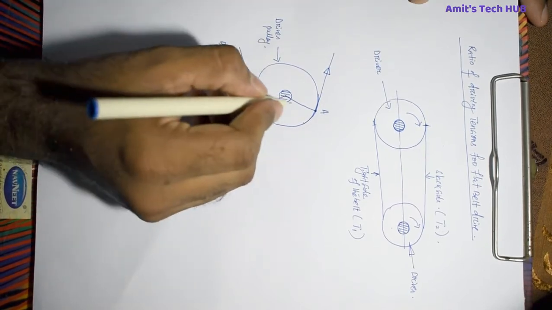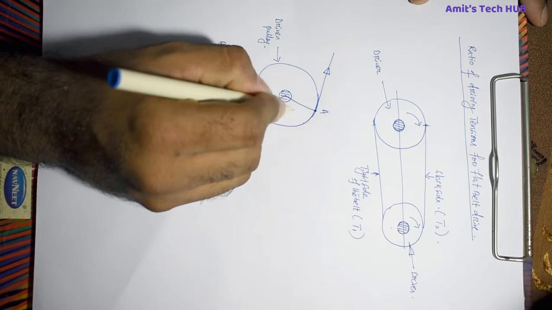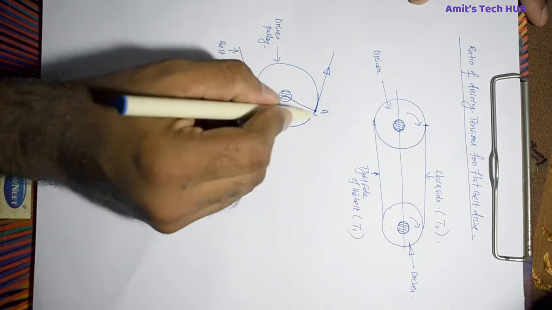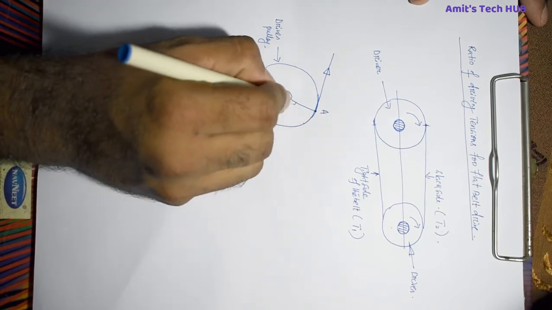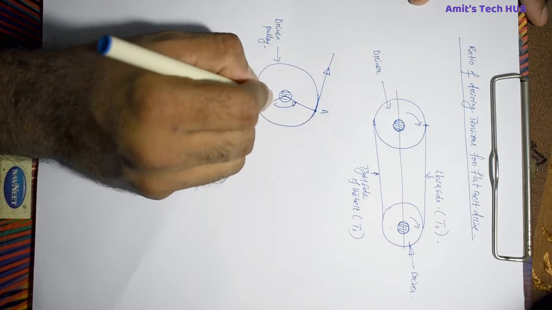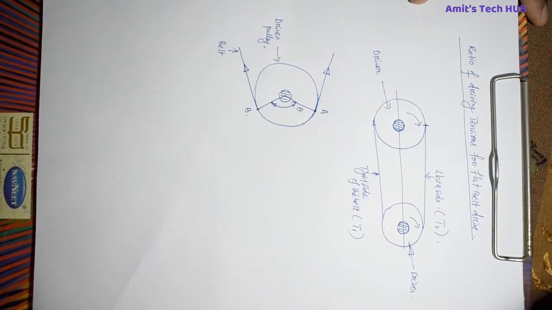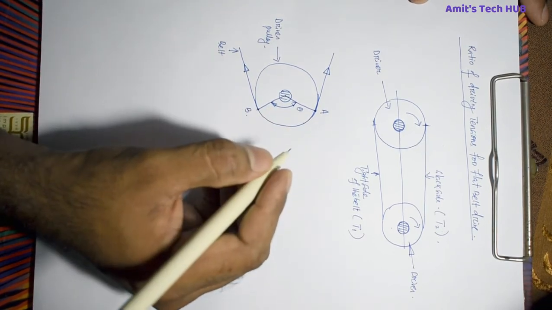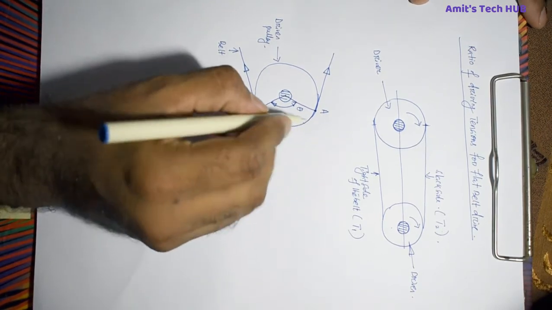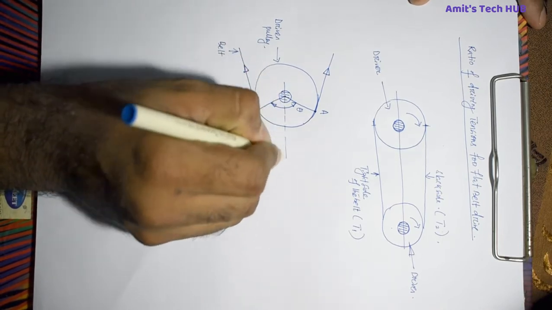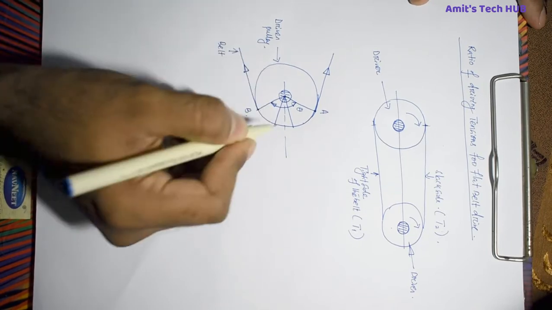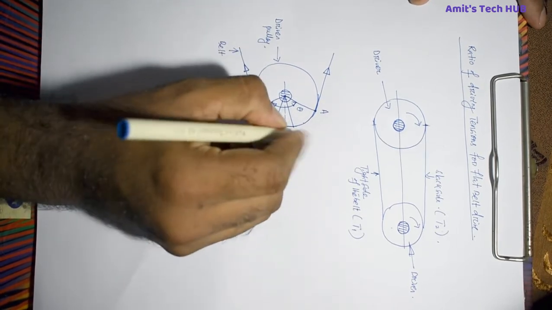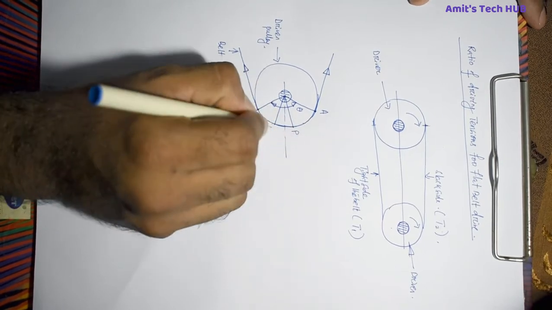This is the angle of contact of the belt with the driven pulley, which we can consider as theta. So theta is the angle of contact, and we need to find the driving tensions. Let us consider a very small portion of the belt, PQ. Let this be P and this be Q.